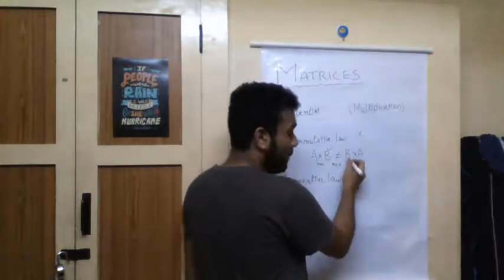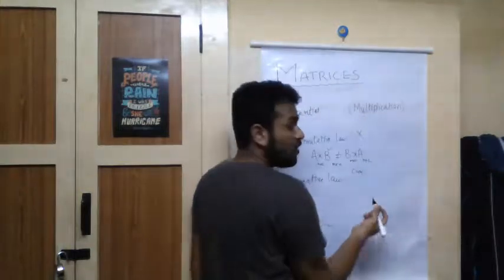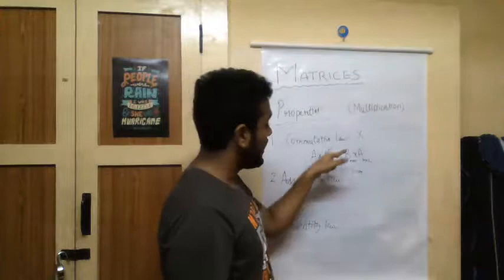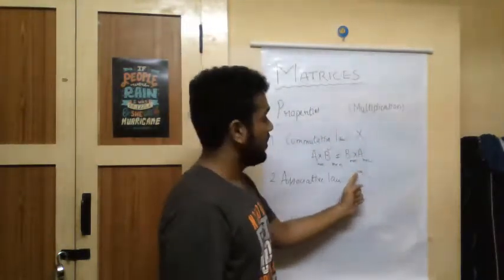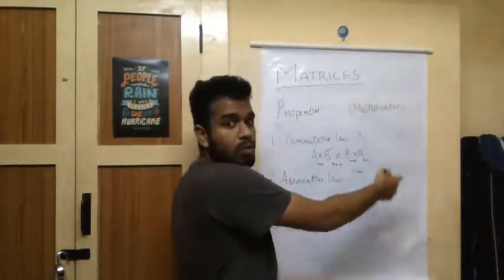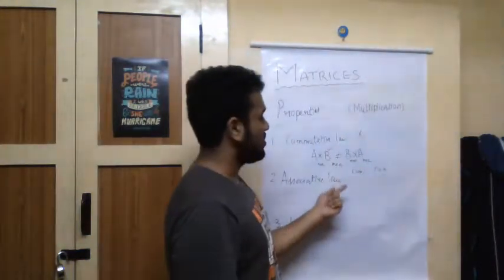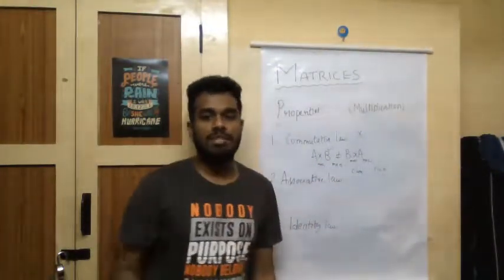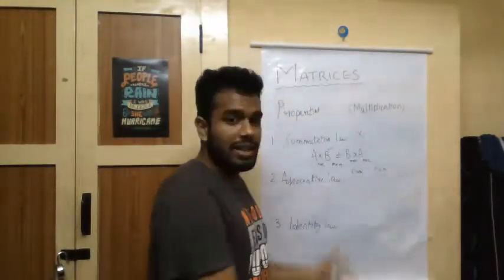But when we're doing B into A, with B being M cross N and A being R cross C, it doesn't necessarily follow that N equals R. For this to happen, the number of columns of B, which is N, should equal the number of rows of A, which is R. So N should equal R here. Since these two conditions are very different, clearly that's one of the reasons why the commutative law doesn't hold. So that's the first reason.